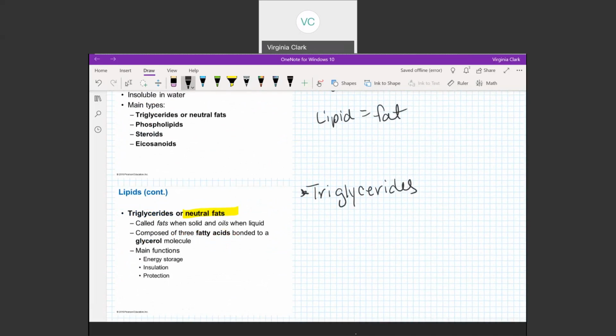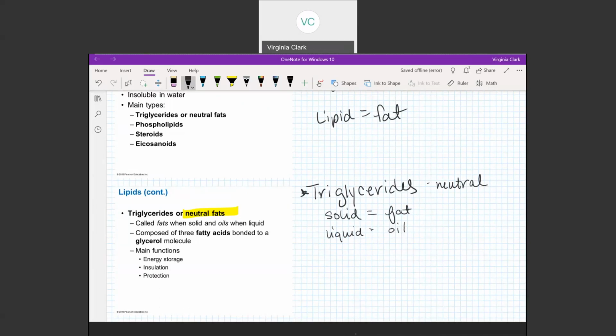So triglycerides are neutral. When they are going to be solid at room temperature, they're considered a fat. When they are going to be liquid at room temperature, they are considered an oil. So this is why your coconut oil can be either in the solid form, which is coconut fat, or it can be in the liquid form of coconut oil. So these guys can change based on the temperature of the room they are in.